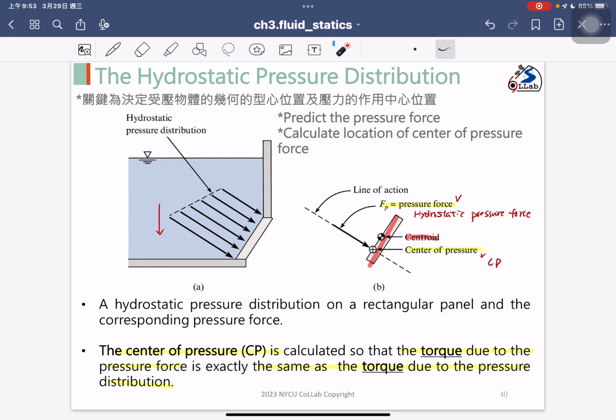The time is over, so we may have a break, and in the next class I will teach you how to determine the FP values and how we can determine the location of the CP.